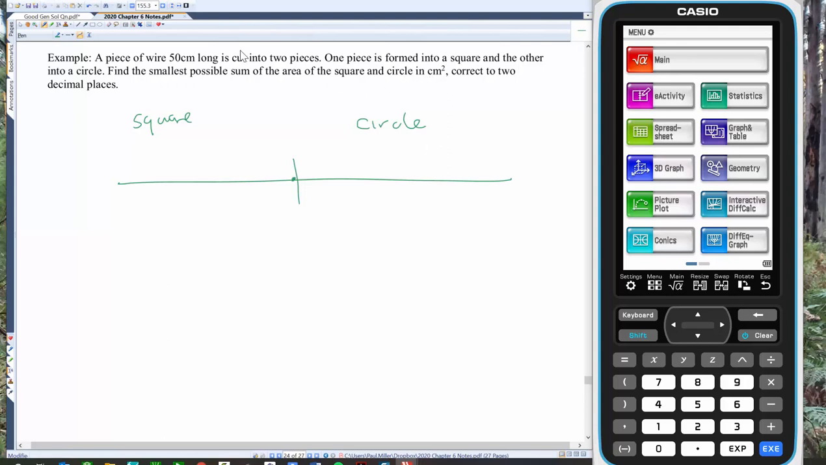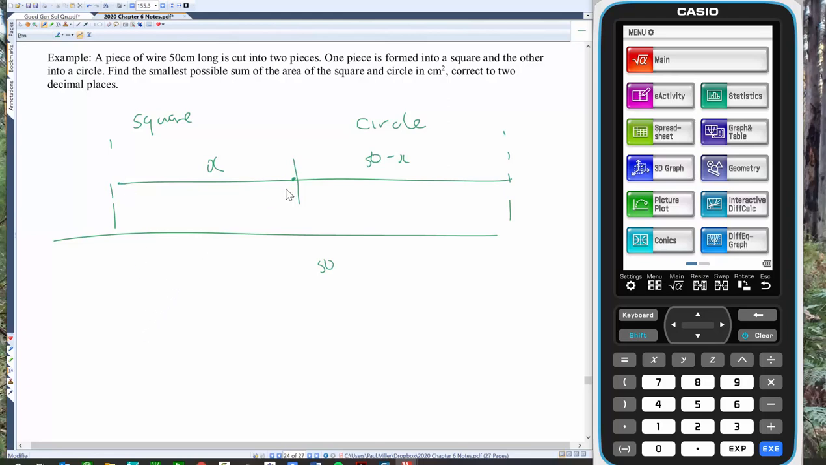Okay, so we need to make an area function that is the addition of the area of the square and the area of the circle. All right, well, what do we know? We know that the length from here to here is 50. Okay, so that length there is 50. And what we know is the square is going to be cut, and that's going to be x long. We're going to say that that's x long, which means that the length of this circle is going to be 50 take x. Okay, so that's how long around the circle, that's how long around the square.